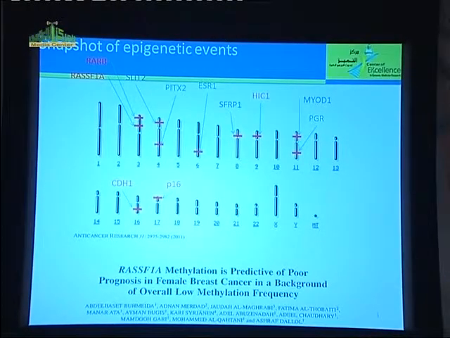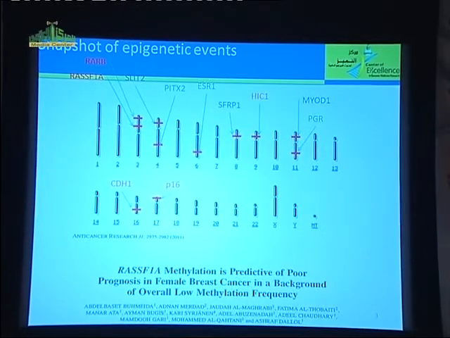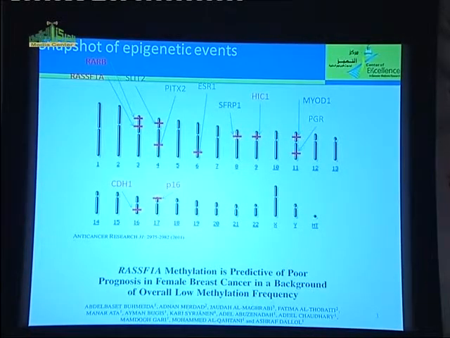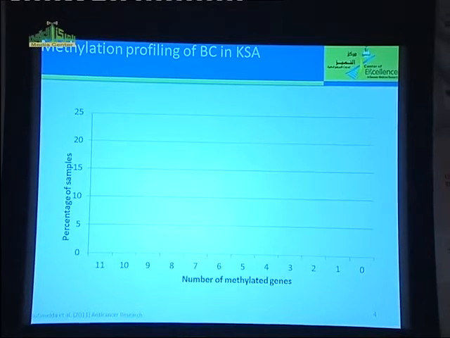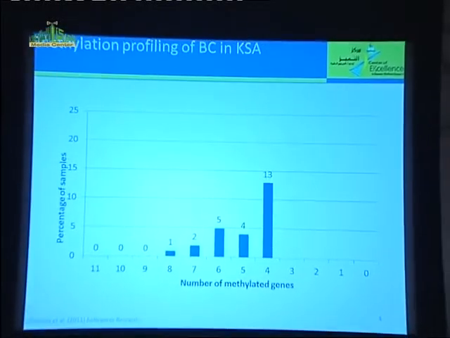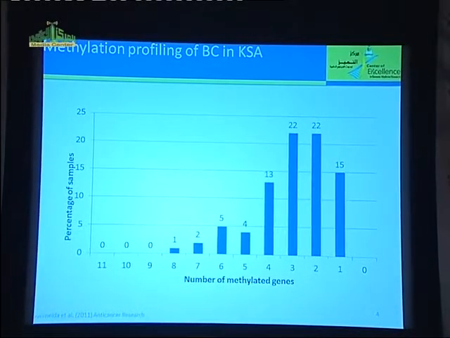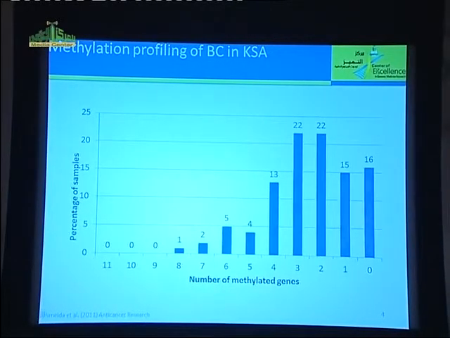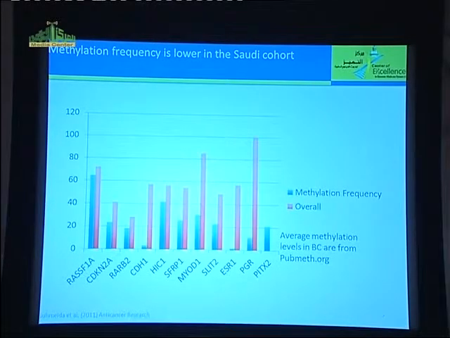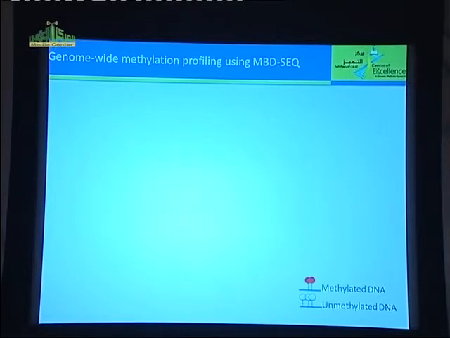And we started with the candidate gene approach, where we selected a few genes known to be methylated frequently in breast cancer, and we can quickly see that the methylation levels of these genes are quite low in our samples. So maybe the methylome profile of our samples is quite different from Caucasian or European samples. So this led us to suggest that we need to do the methylome analysis on a genome-wide scale.